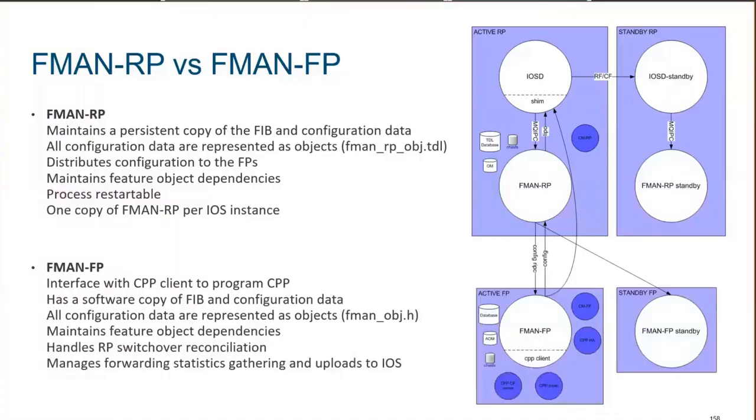We'll just take a look at the different processes that are running on the FP and RP. So FMAN RP runs on the control plane, and it maintains a persistent copy of the forwarding information base. And FMAN FP is the same forwarding manager process running on the FP module. It has a software copy of the FIB and the configuration data, and it also helps in programming these into the hardware.